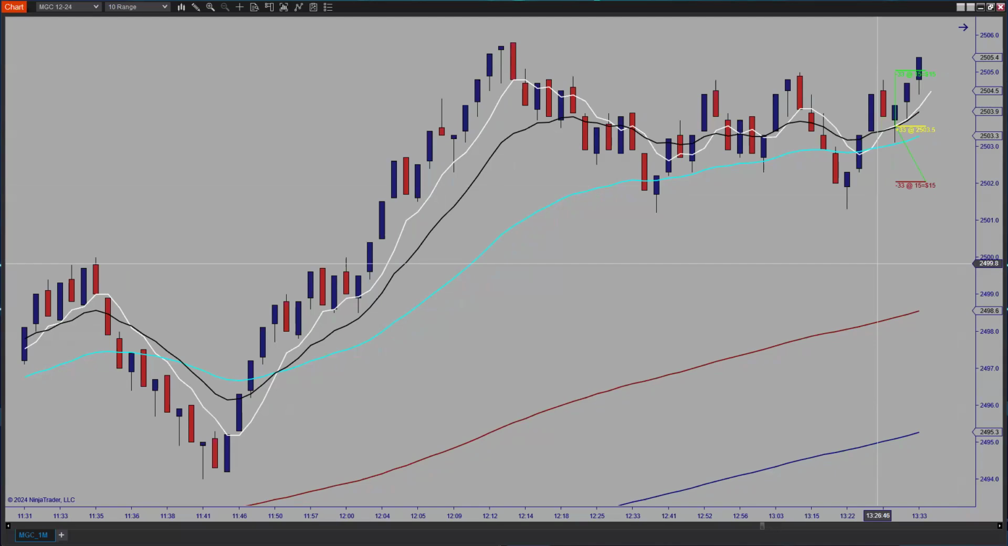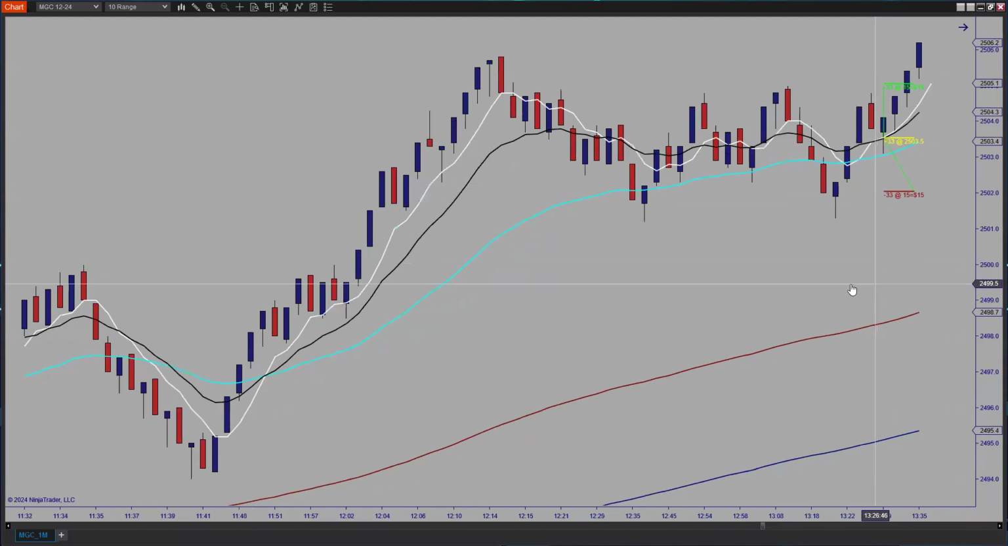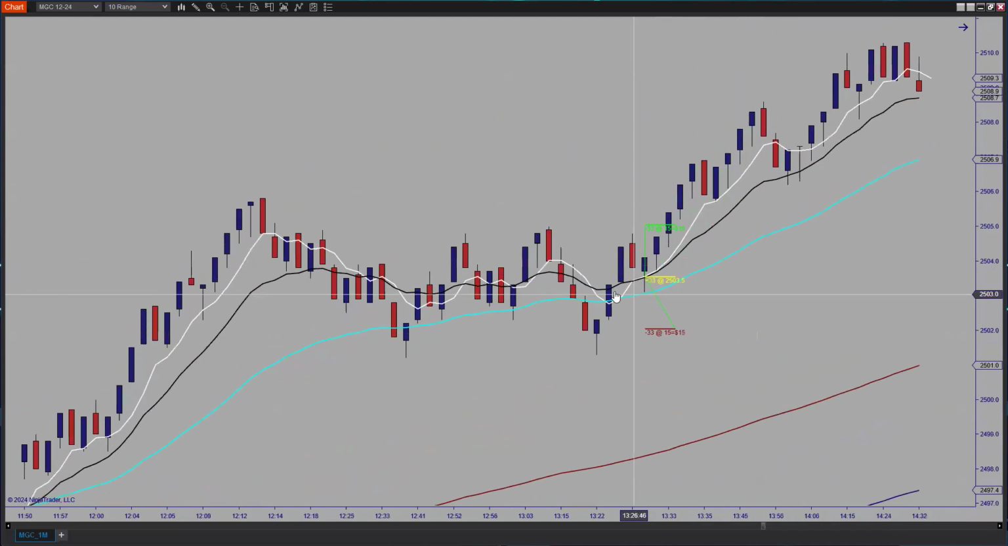Just on these systems alone, a lot of testing. So the rules are good.